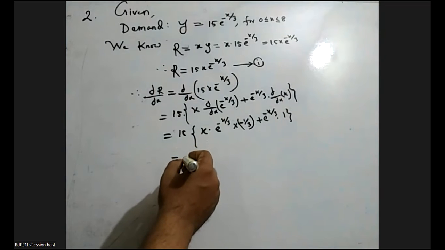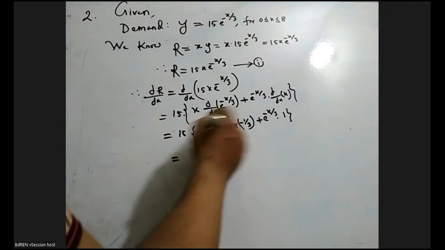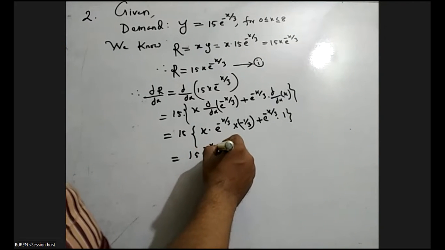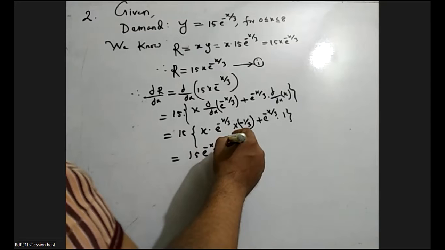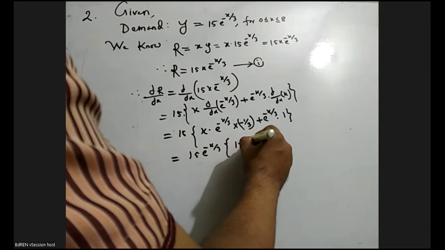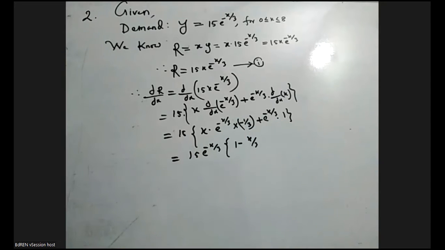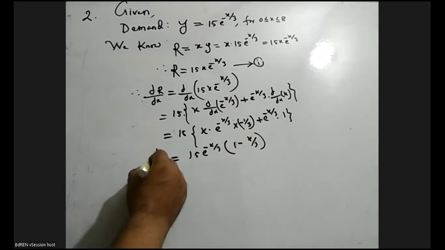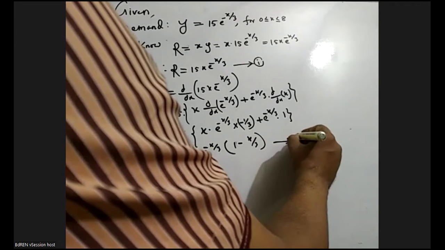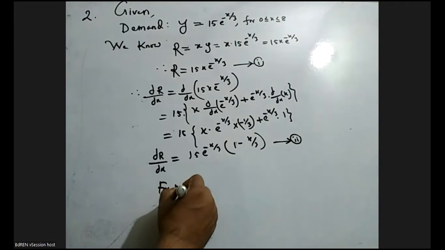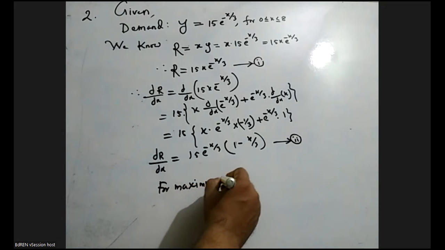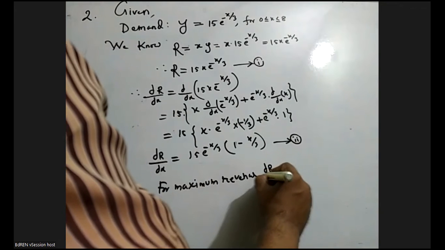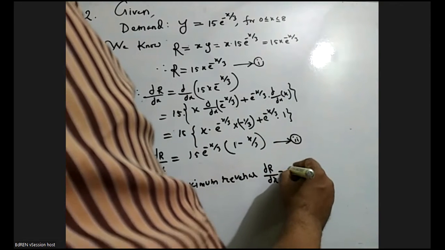We can take 15 common, so e to the power minus x by 3 will be common. Then we get 1 minus x by 3. So dR/dx, this is equation number 2. For maximum revenue, the first derivative of the revenue function will be 0.